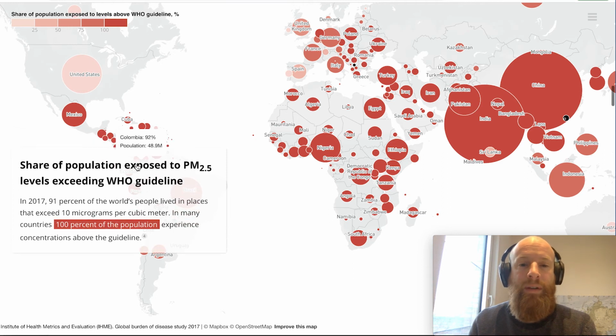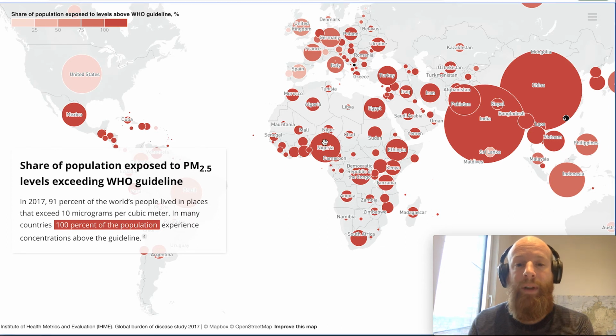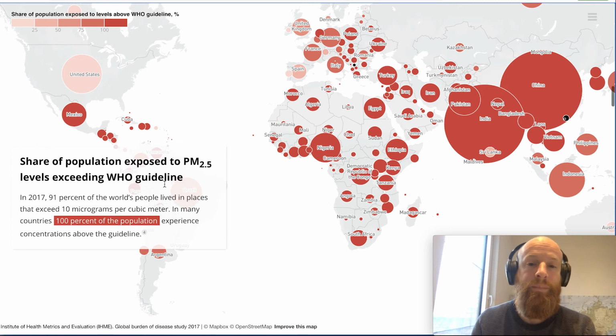Then we talk about the share of the population in each country that faces values higher than the threshold when it comes to air quality. And in a lot of cases, this is 100%. So in many countries, you have 100% of the population facing air quality that is not optimal.